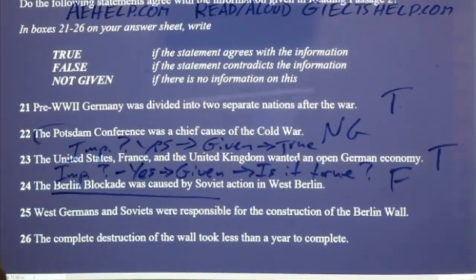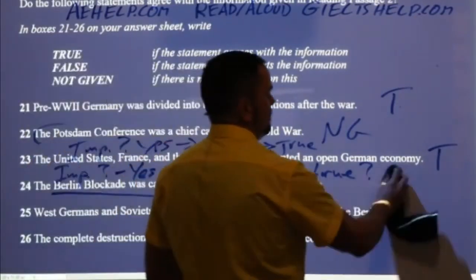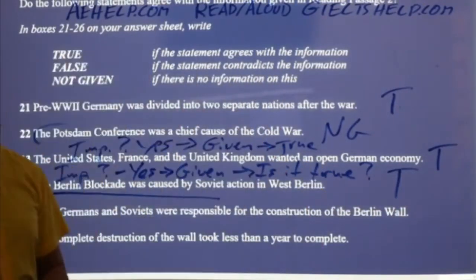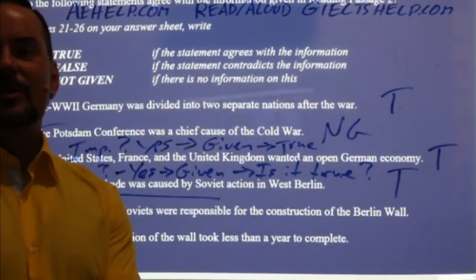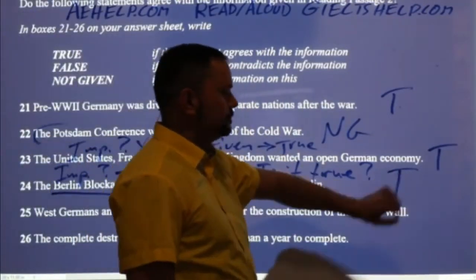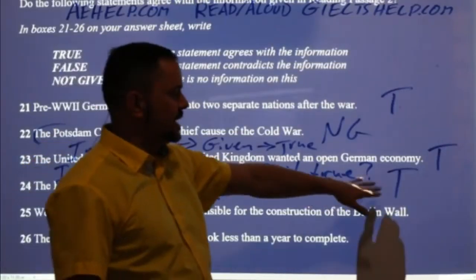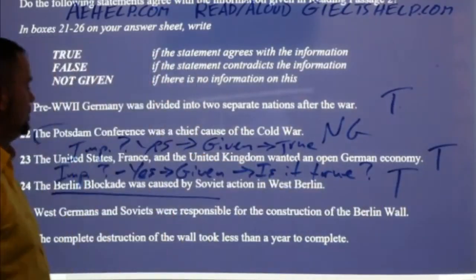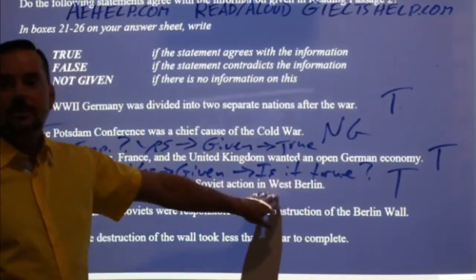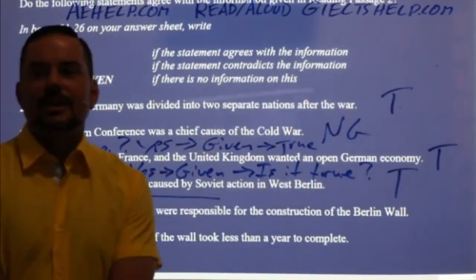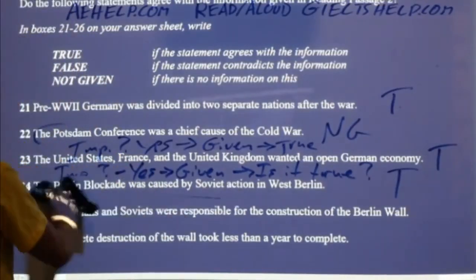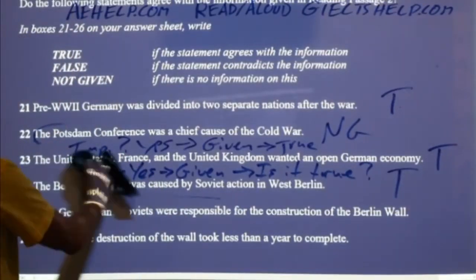Oh, sorry, my bad. False. True. Oh, sorry. Yeah. Baekjan says, no, wait a second. Yeah, no, it's not false. It's true. Okay? This was a tricky one. I'll explain that in a second. So this is true. Okay? So it was caused by Soviet action in West Berlin. Okay? So it's true. And everybody's probably surprised. Why? Okay, I'll explain it here.